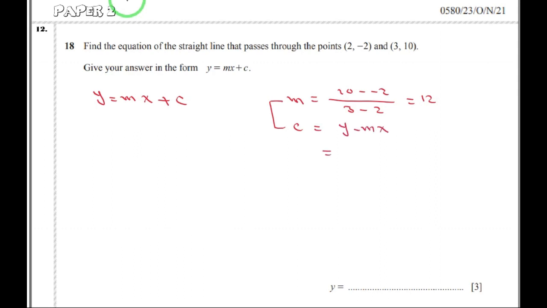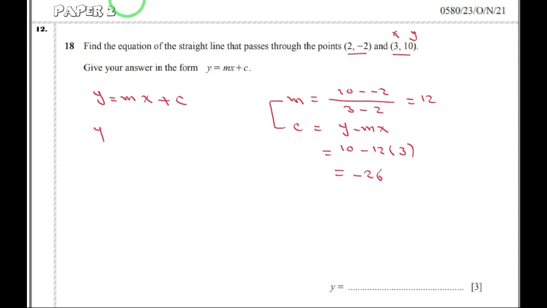Y minus mx, we have to use one of the two points, x equals 3, y equals 10, the gradient is 12, x is equal to 3. Using your calculator, 10 minus 36 is equal to negative 26.